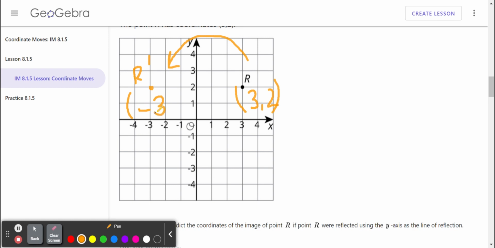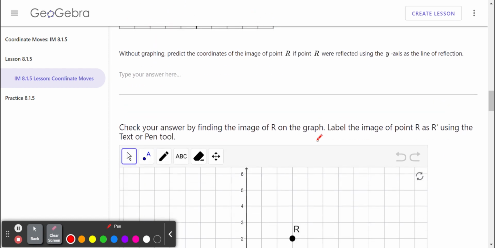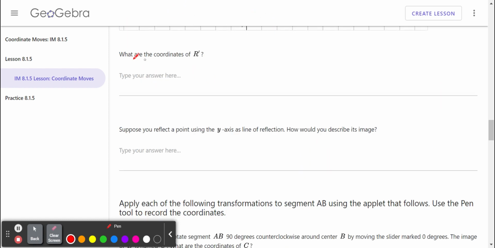So what do you notice about how the coordinates changed? Well, in the last example, when we were reflecting over the x-axis, the y-coordinate changed to its opposite. But in this case, the x-coordinate changed to its opposite. And that's something you can use to answer this question here.